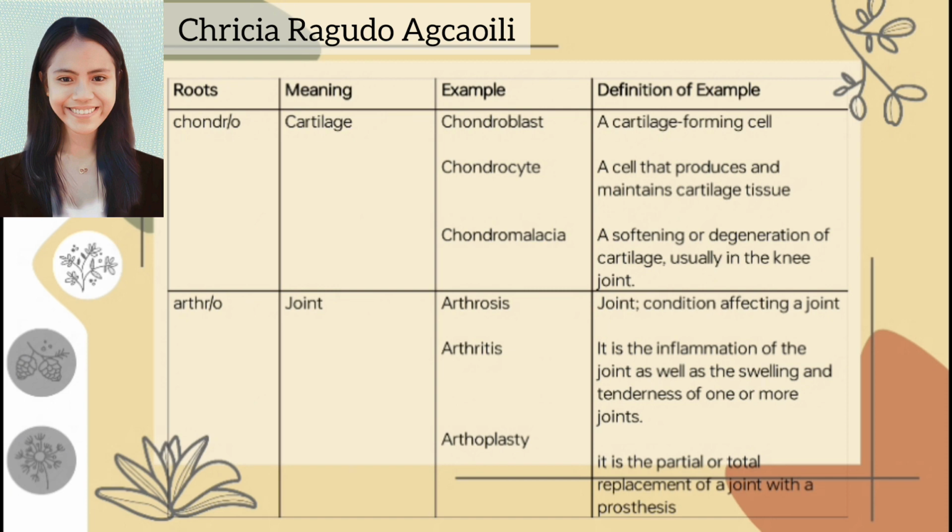So what is a prosthesis? A prosthesis is an artificial device that replaces a missing body part such as a limb, an organ, or a facial feature. The causes of arthroplasty are usually related to the wear and tear or damage of the cartilage that covers the ends of the bones in the joints. This can also lead to bone spurs, deformity, and loss of function in the joint.